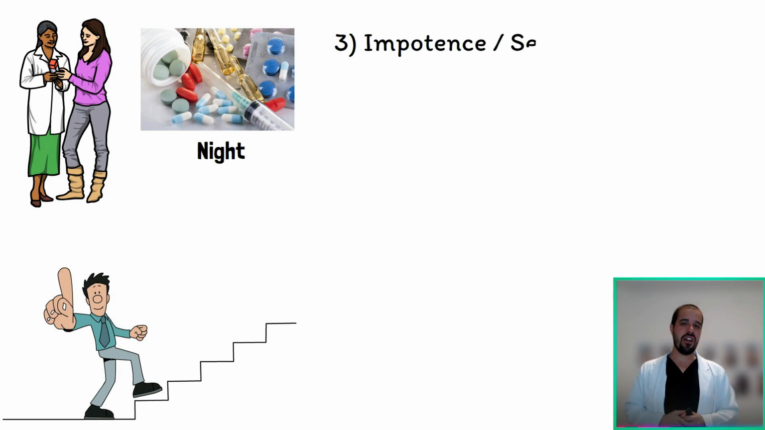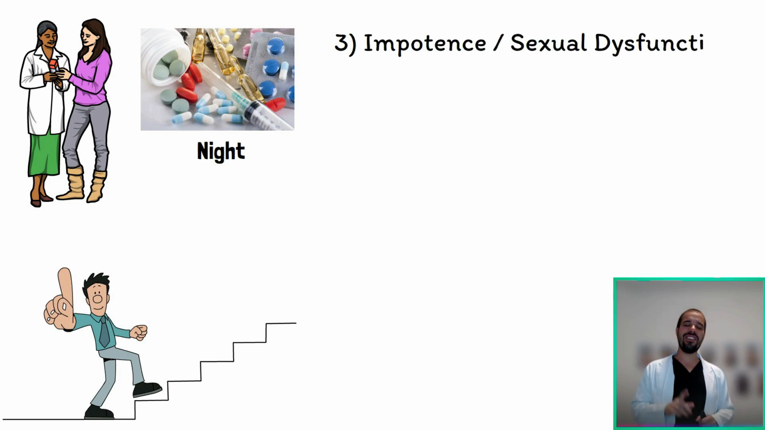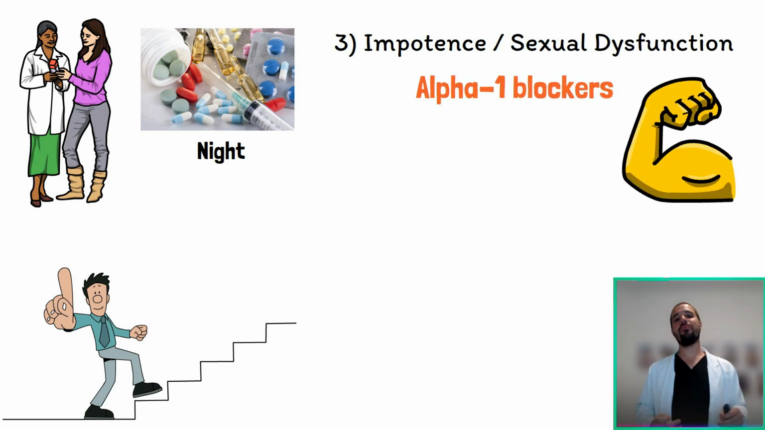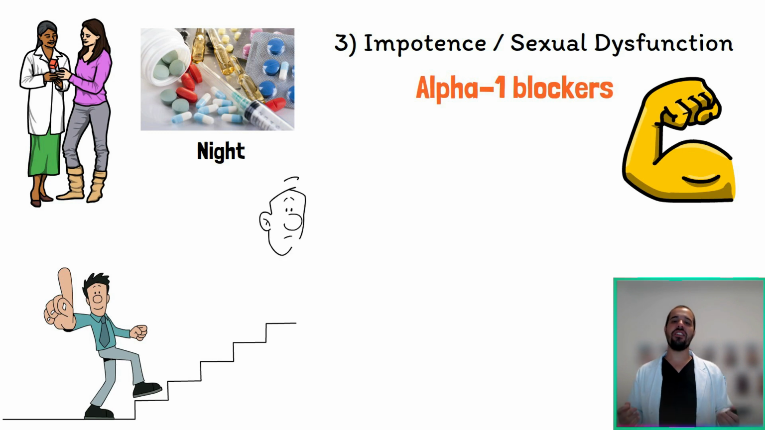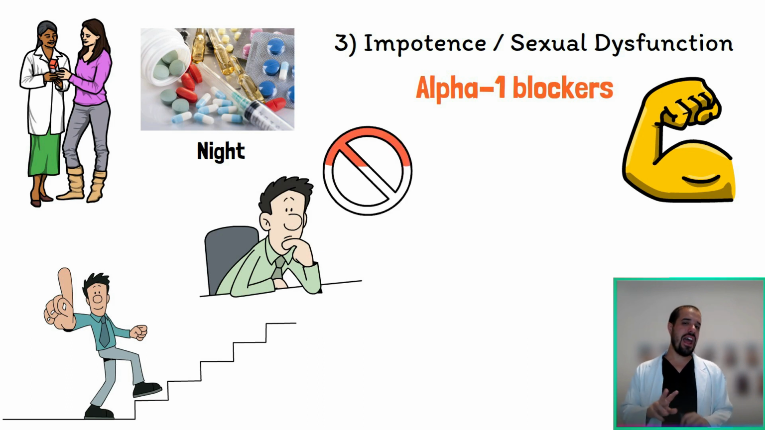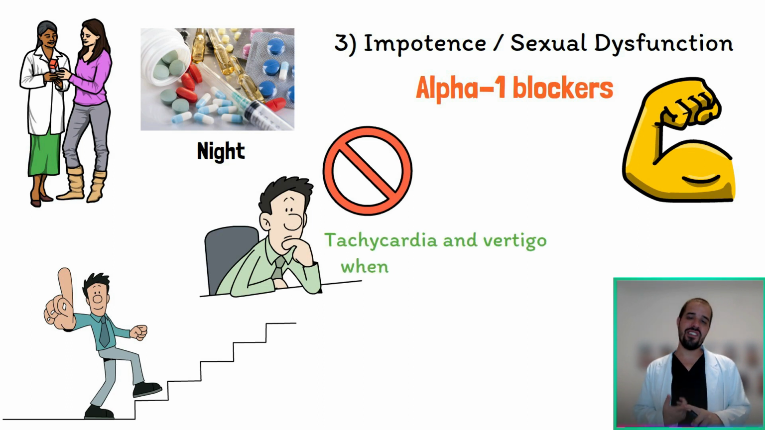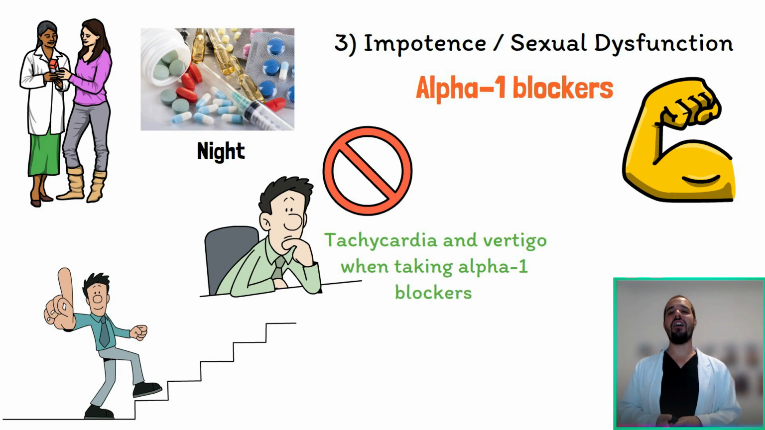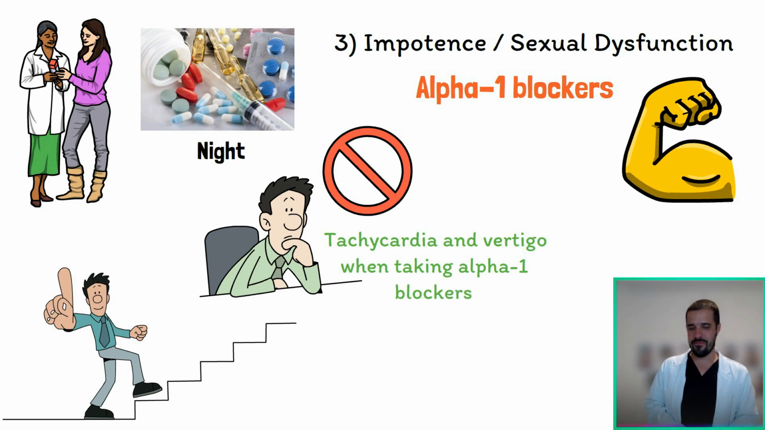The third side effect I would like to alert you guys on is sexual dysfunction. Alpha-1 blockers, by relaxing smooth muscle, can promote impotence and decrease sexual function in male patients. Lastly, the last two, they're not key side effects that pop up prevalently, but I would like you to know the incidence of tachycardia and vertigo when taking alpha-1 blockers.